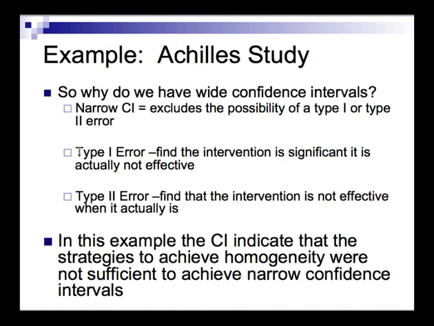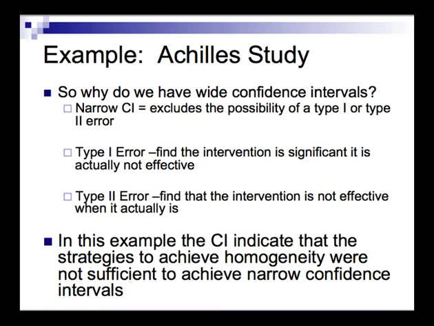So we first have to understand errors. A type 1 error is when we find that the intervention is significant when it's not really significant. So we made an error in favor of saying the treatment really works when it really doesn't. A type 2 error is the opposite: we find that the intervention is not effective when it actually is effective. Both types of errors can occur, and the confidence intervals help us figure out the possibility of one of these types of errors. So what we're going to say is that a wide confidence interval means that we can't rule out the possibility of either a type 1 or a type 2 error.